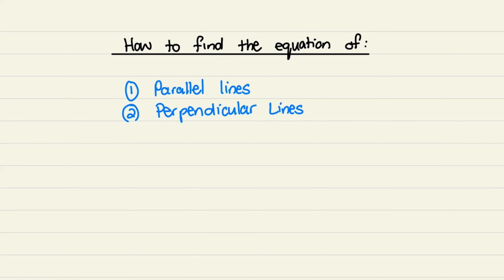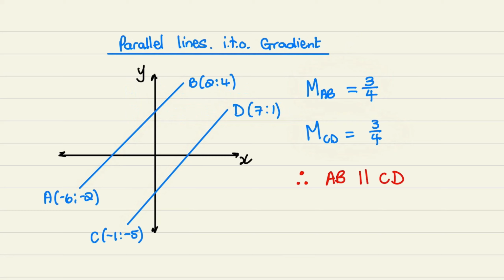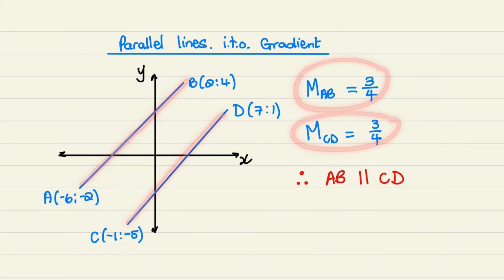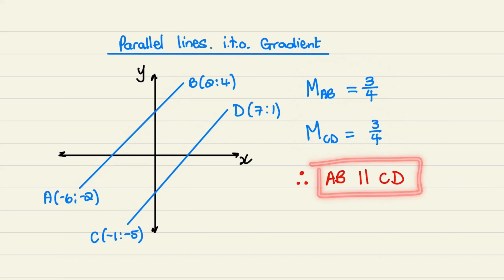In this video, we'll discuss how to find the equation of parallel lines and perpendicular lines. So let us quickly recap. In a previous video, we discussed parallel lines in terms of gradient, and we found that when the two gradients are equal to one another, then the lines would be parallel to one another.